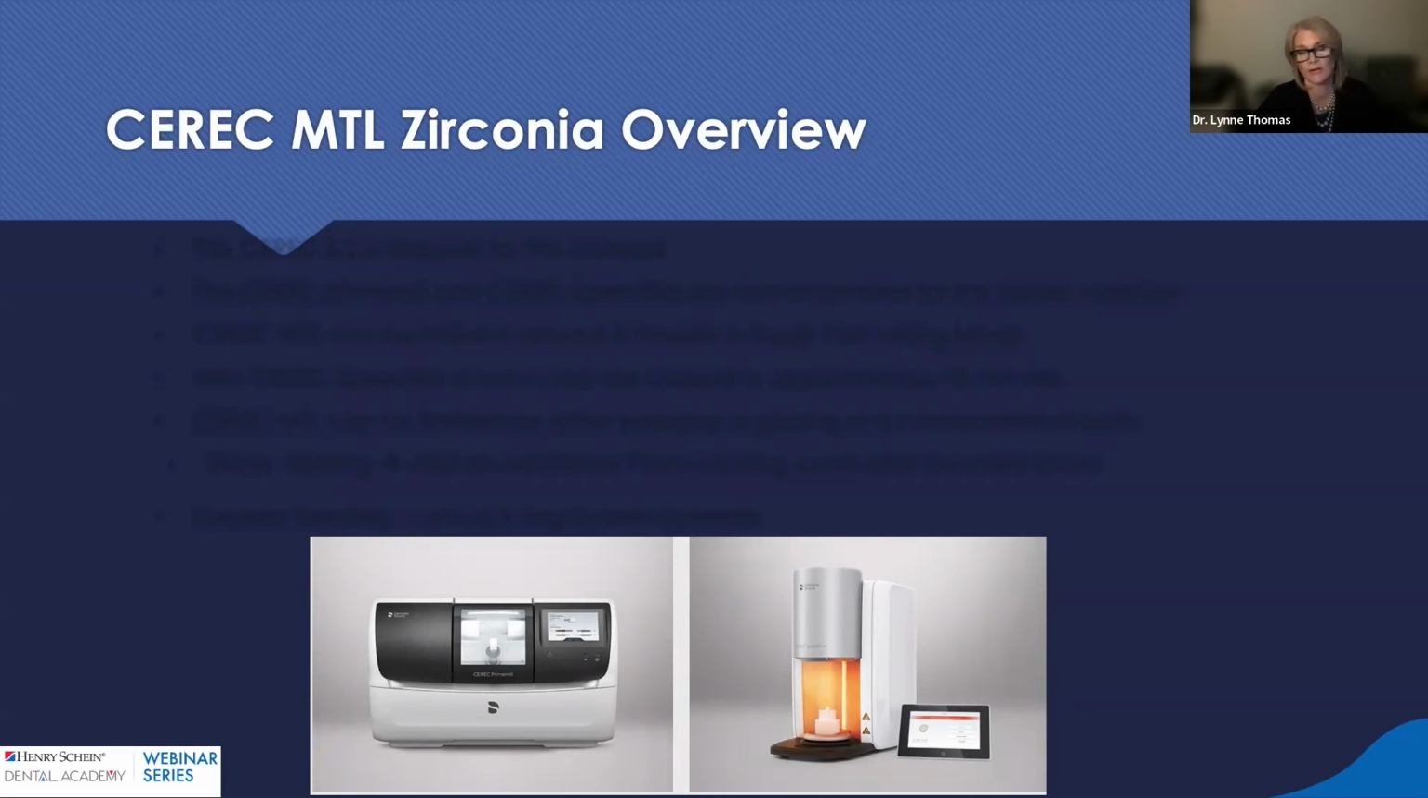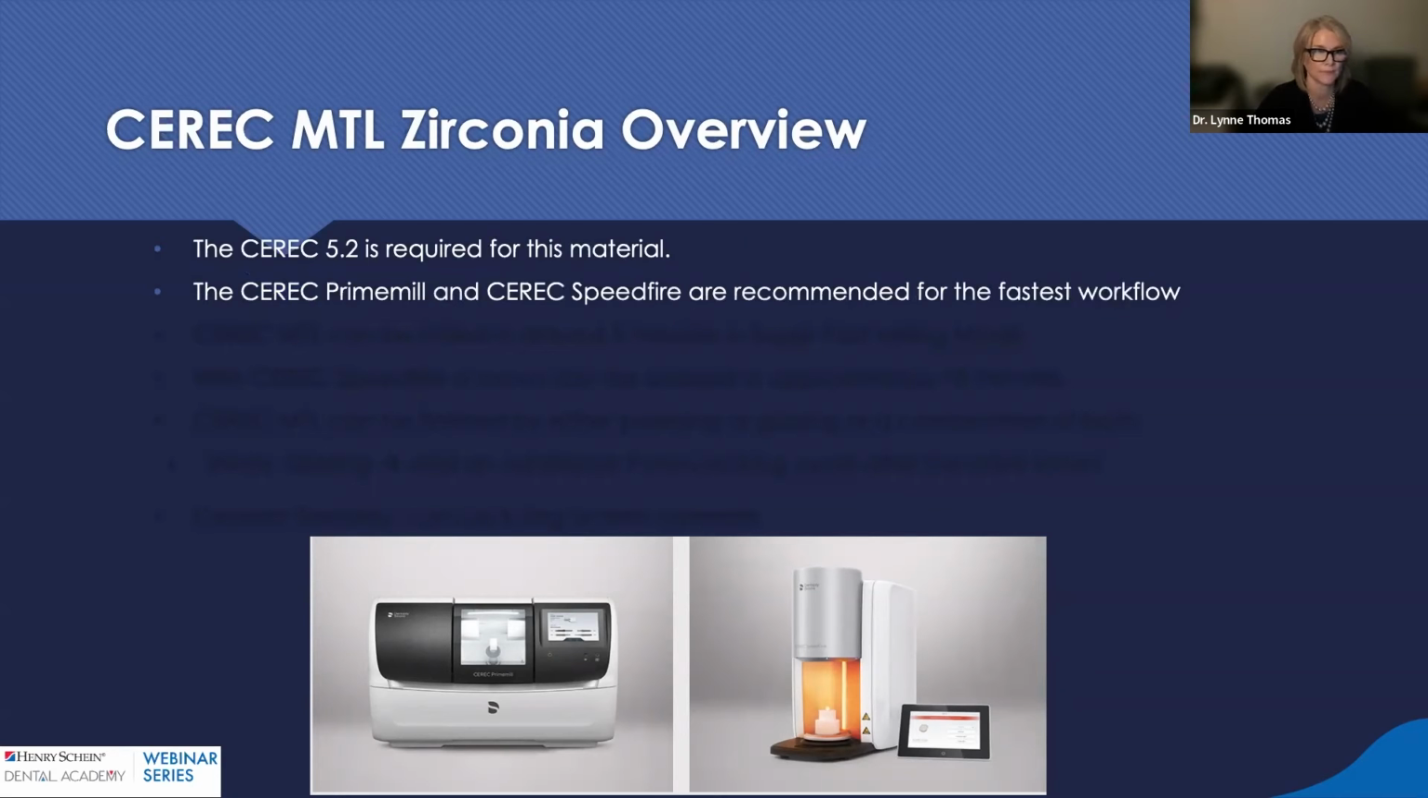So let's talk a little bit about our aesthetic brother to the Zirconia Plus, and that is the CEREC MTL Zirconia. So this is a multi-translucent layered block. You do need to have the 5.2 software in order to use this material. You also need to have the Primemill or the SpeedFire. I guess that's recommended for the fastest workflow.